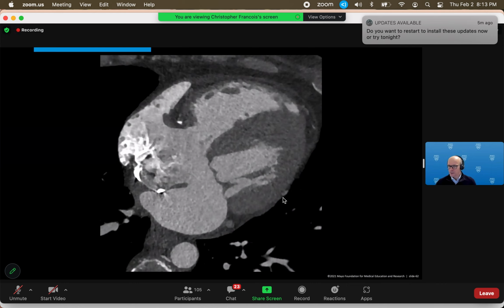Here's another atrial septal defect. In this case, this is a primum atrial septal defect. The atrial septal defect is right up against the mitral valve and tricuspid valve. So, primum atrial septal defect.